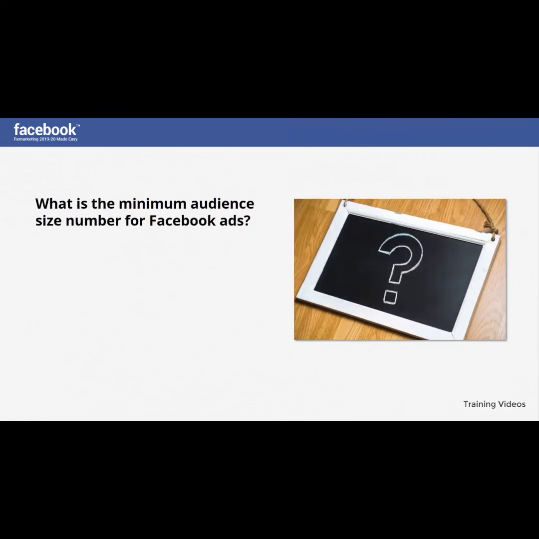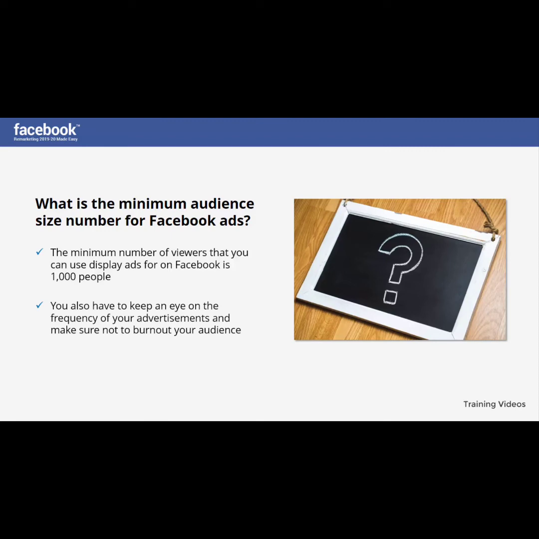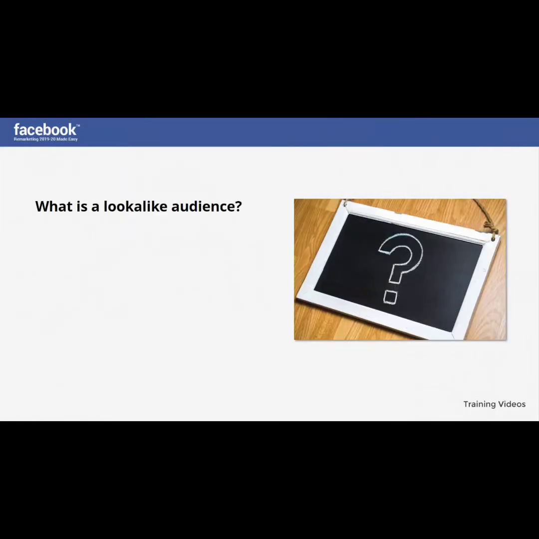What is the minimum audience size number for Facebook ads? The minimum number of viewers that you can use display ads for on Facebook is 1,000 people. When you build a viewer, you will see a note from Facebook that the viewer is too small or dense. If you are building an audience for retargeting, let the ads run as soon as possible. You also have to keep an eye on the frequency of your advertisements and make sure not to burn out your audience. When you run a standard ad, Facebook will show that the audience is too small with anything less than 1,000 people. What is a lookalike audience?